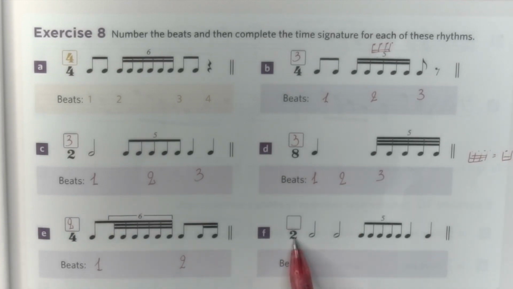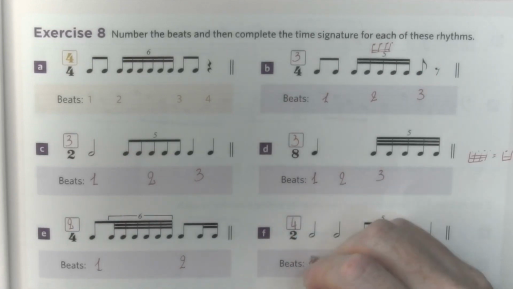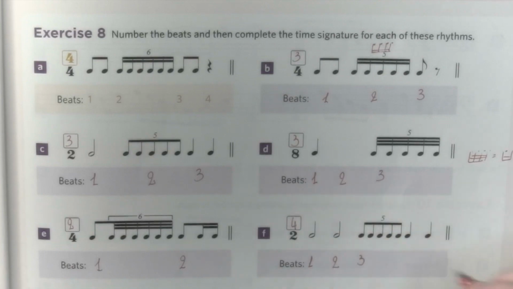We need to count in minims. So we have 1, 2, 3 minims. And then we have the 4th one here, surely. 5 quavers equals 4 quavers. The quintuplet equals 4 quavers. And 4 quavers equals 1 minim. So 1, 2, 3 and 4. 4 halves. 1, 2, 3 and 4. And this is done.